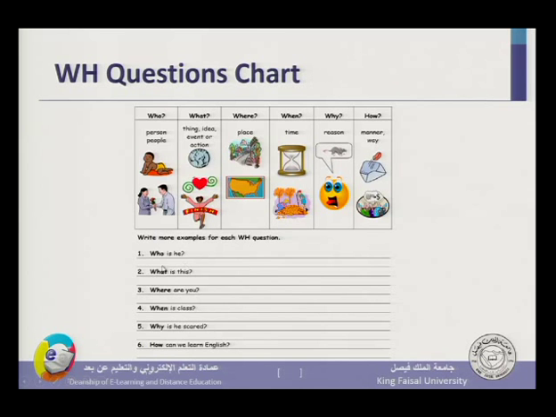So I can ask, who is he? Again, we learn how to ask WH questions using the verb be, right? So if I say he is Ahmed, the question is, who is he?